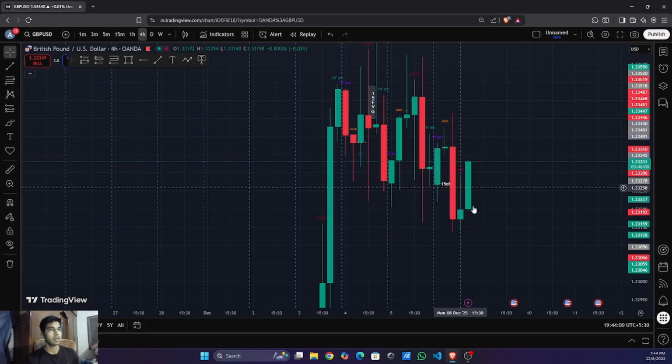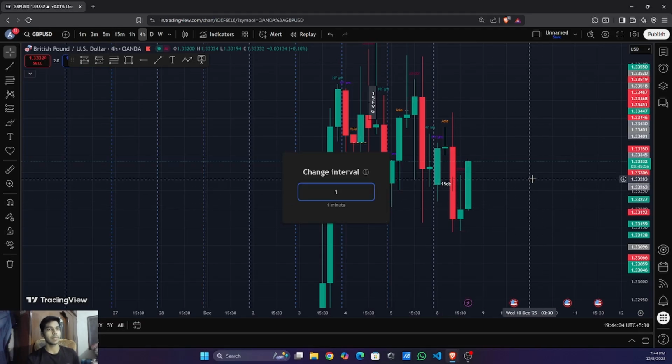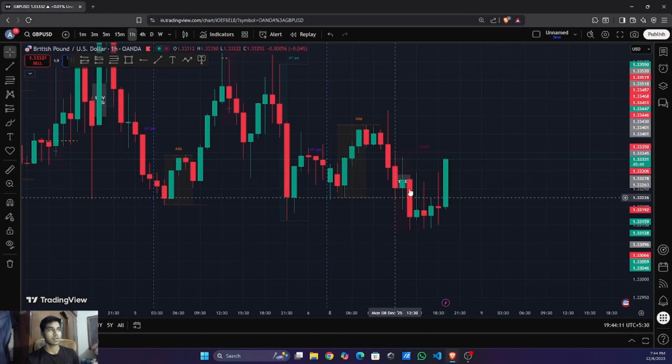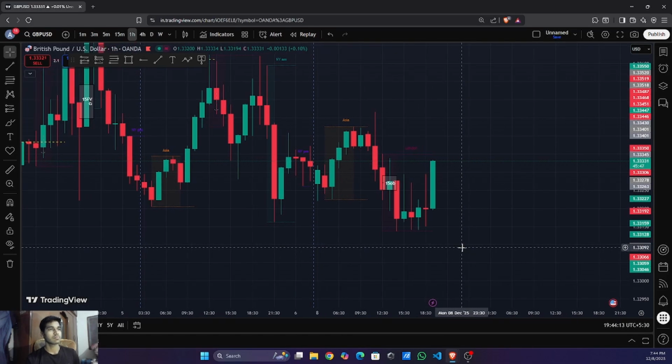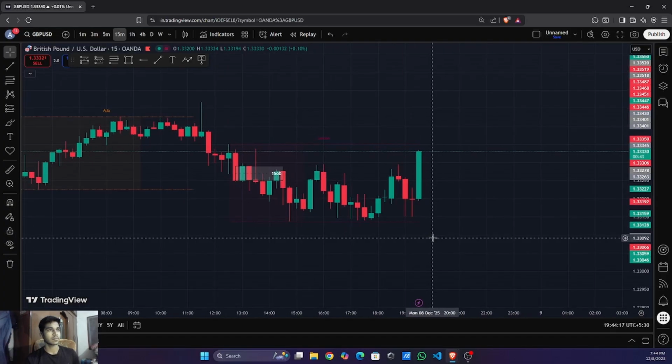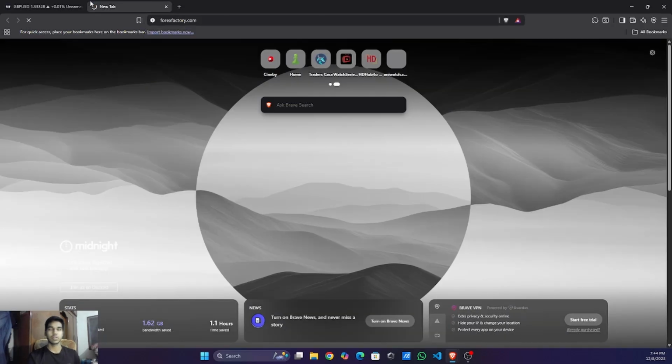Let's see what happened. In 4 hour, it's in the 4 hour FVG. The candle is strong, might continue for the higher side. Okay, so it is bullish. Okay, it is bullish and bullish again. Let's see for the news.